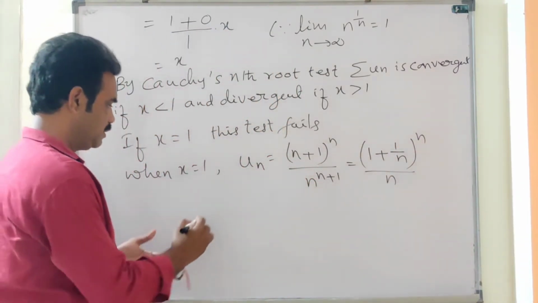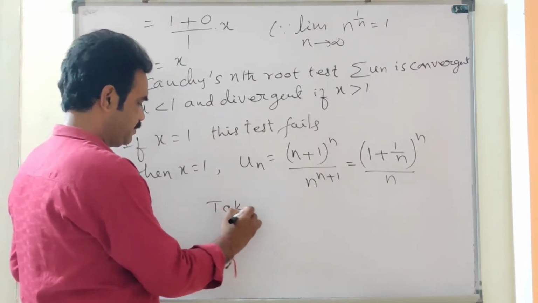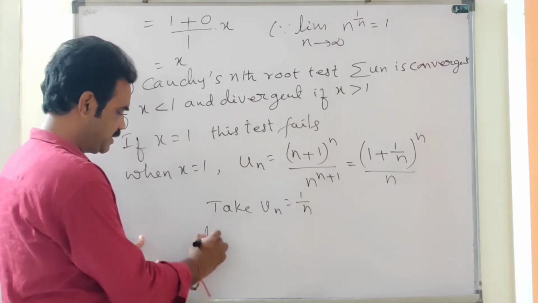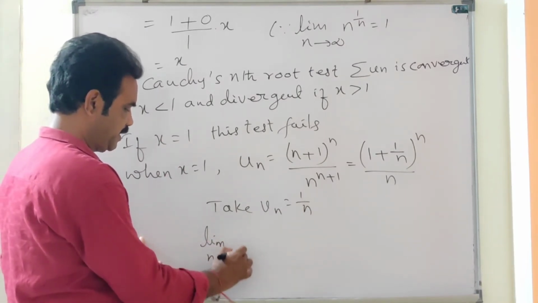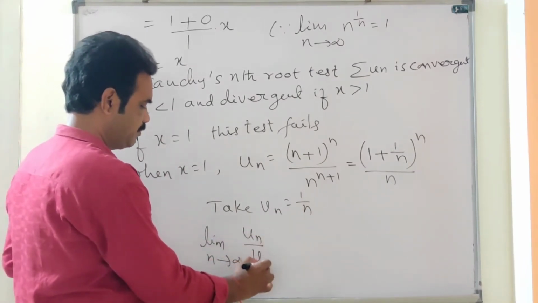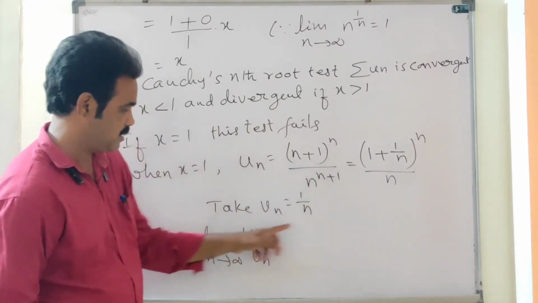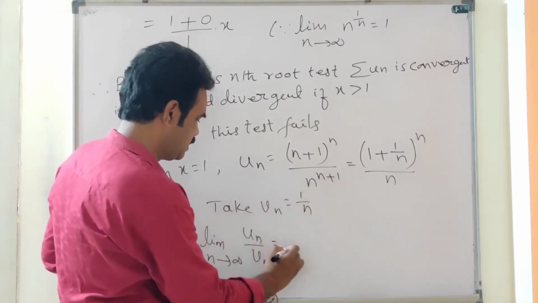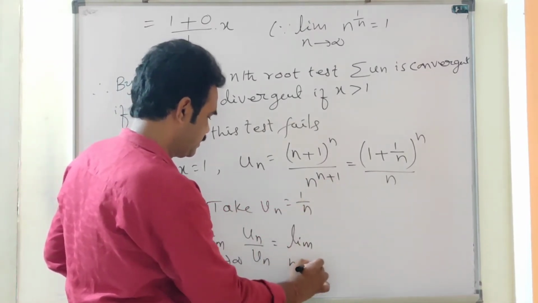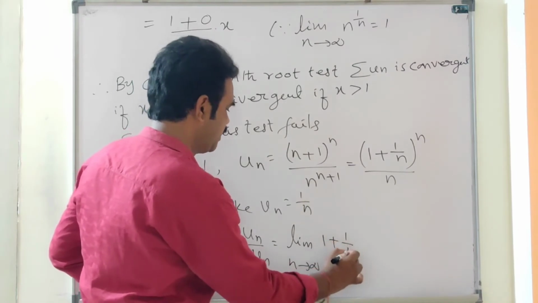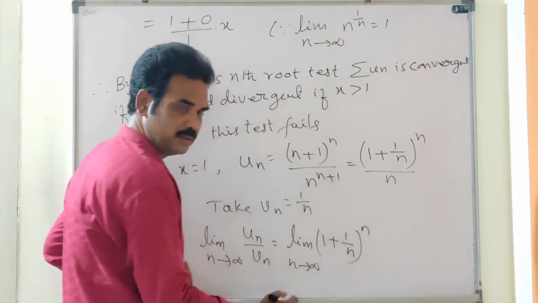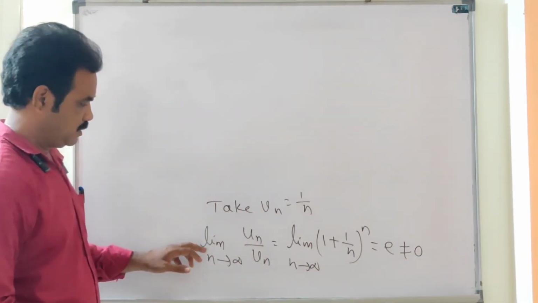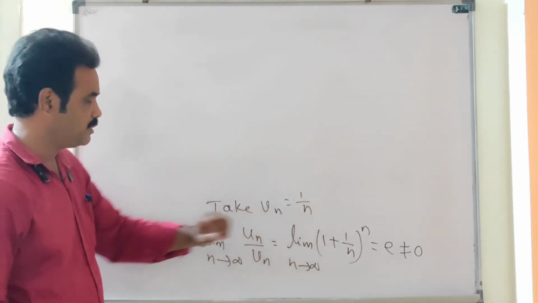Now take Vn equal to 1 by n. Now find the limit as n tends to infinity of un by Vn. This is un and this is Vn. Un by Vn, this n cancels. This becomes the limit as n tends to infinity of (1 plus 1 by n) whole power n. This is equal to e, which is not equal to 0. Limit un by Vn is not equal to 0.